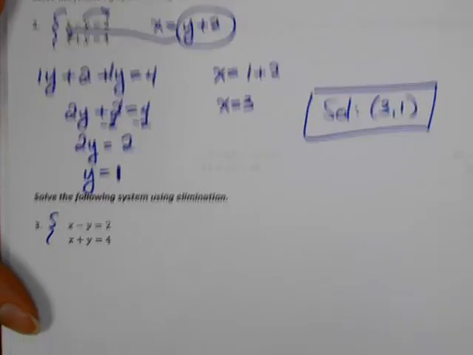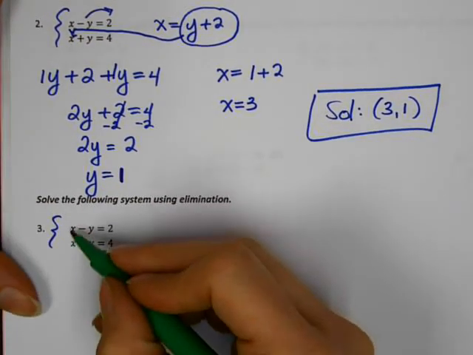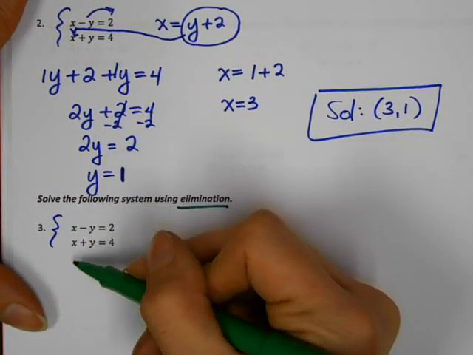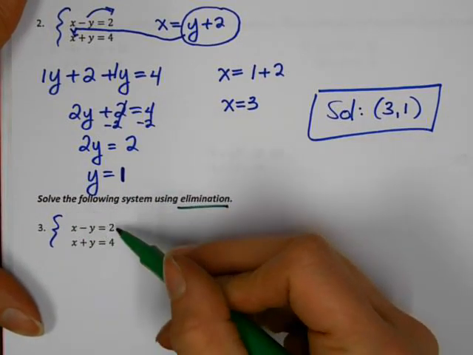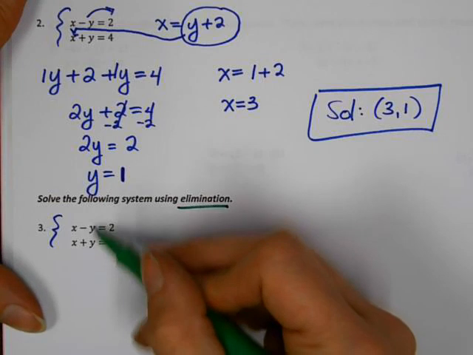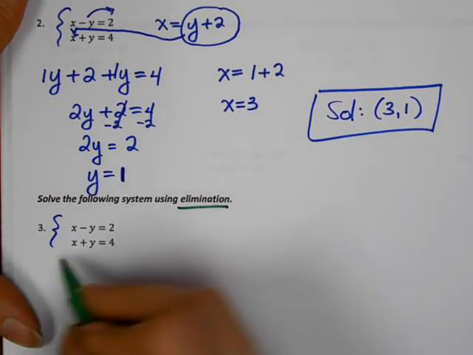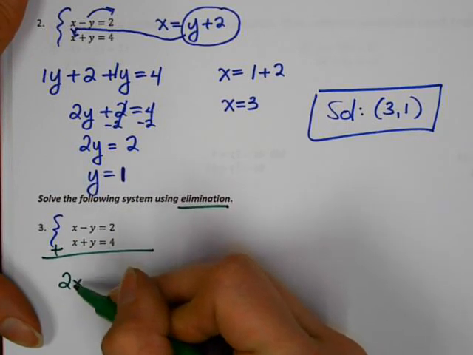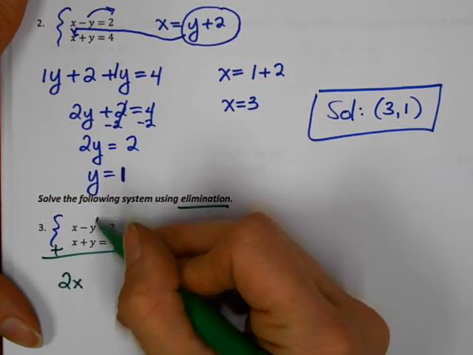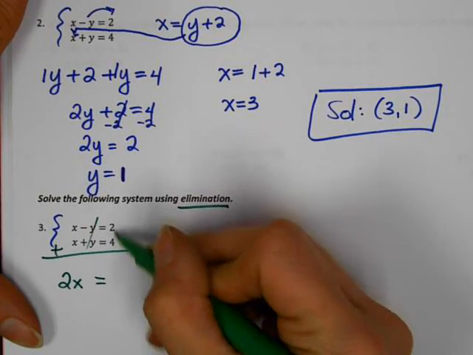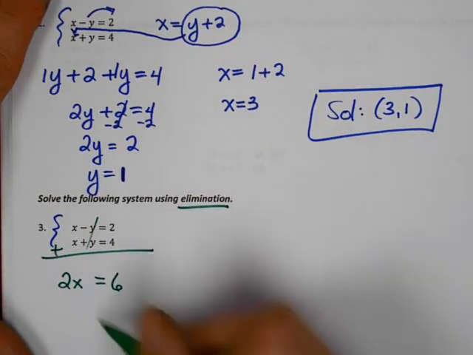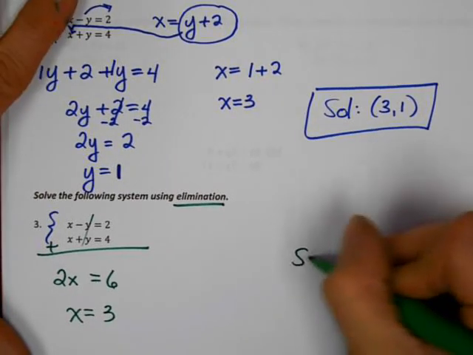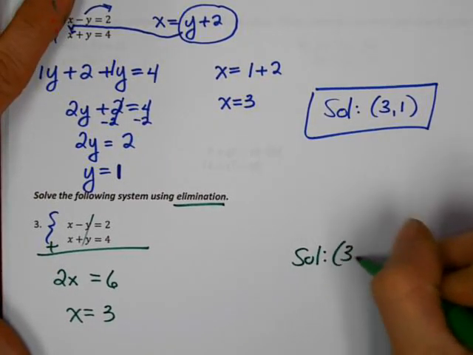Okay, I like this equation because it's already in standard form. Okay, elimination, you have to line up your x's and your y's and your numbers. And the y's are already eliminating, so let's just get going with this. X plus x is 2x. The y's are going to eliminate. 2 plus 4 is 6. Divide both sides by 2 and we get 3. So we're halfway done with the solution.